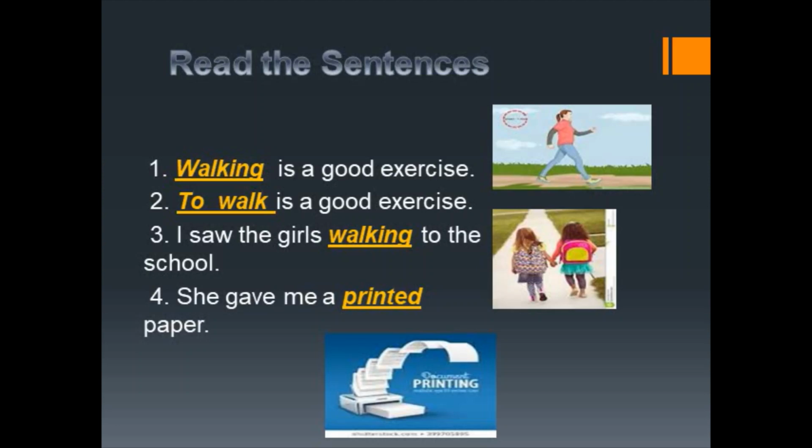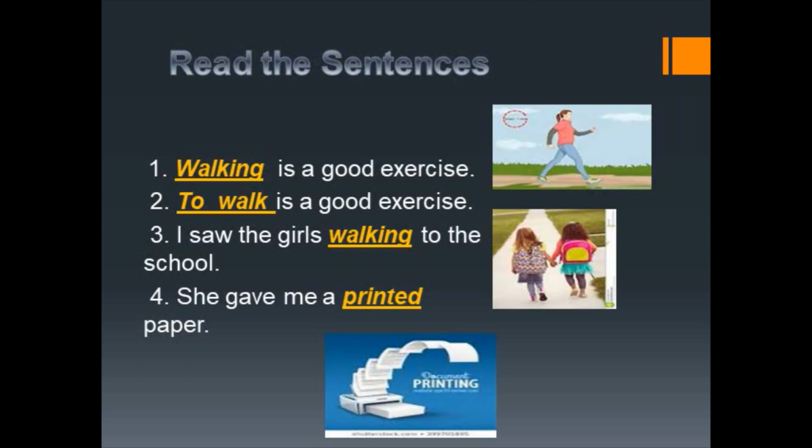Now look at sentence 1. Walking is a good exercise. Here, walking is the name of the action. It works like a noun here, not the action. The same thing happens in sentence 2. To walk is a good exercise. Here, to walk doesn't mean the action; it is the name of the action. It works as a noun here.